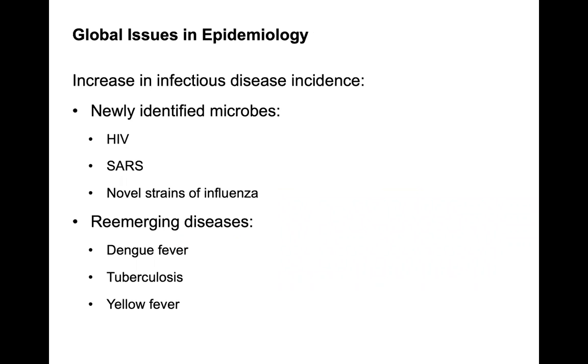And then I'll just finish with some global issues in epidemiology. We're seeing increases in infectious disease incidence and newly identified microbes: HIV in the 80s, SARS, novel strains of flu. We're living through one right now, the novel virus. That's why they're calling it a novel virus. This is a newly identified microbe, the particular strain, COVID-19. And then we also see some things that reemerge: TB, dengue fever, yellow fever. So you always get these new and emerging things, but also old things that resurface. And that is the end of chapter 13.